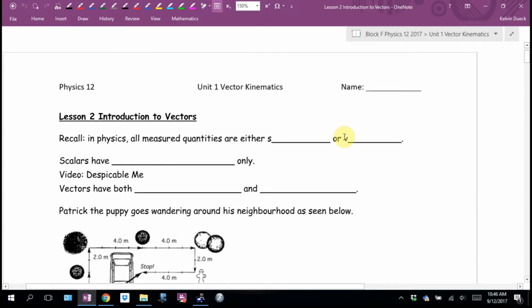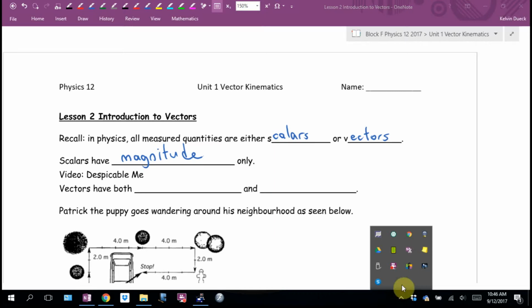Recall, in physics, all measured quantities are either, I'm looking for a word that begins with an S, I'm looking for a word that begins with a V. Scalars or vectors. And that's going to become much more important this year than it was last year. Scalars have something only. Sarah, magnitude only. Size.